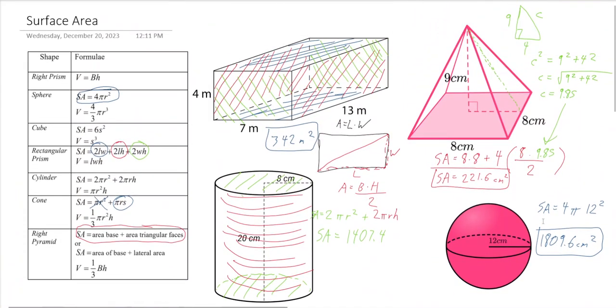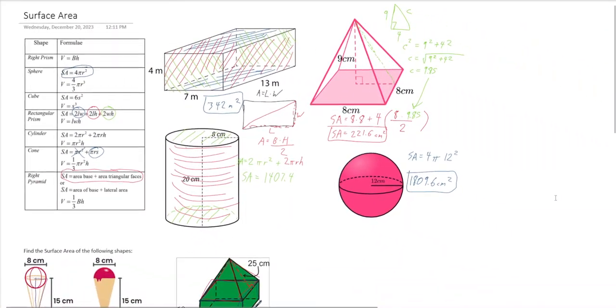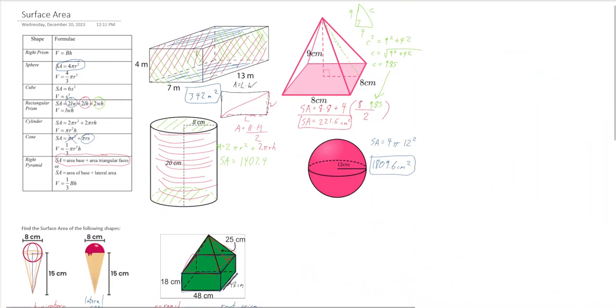All right, so that is how you find the surface area of a bunch of different shapes. Keep in mind that this is not every possible combination. You have to be able to adjust and make it work depending on the question. Good luck.